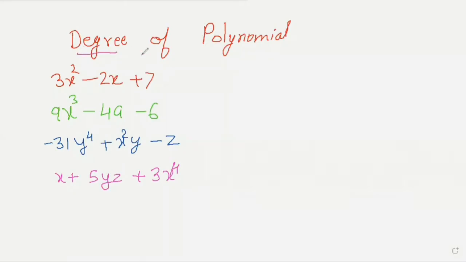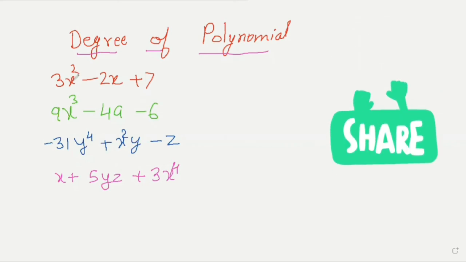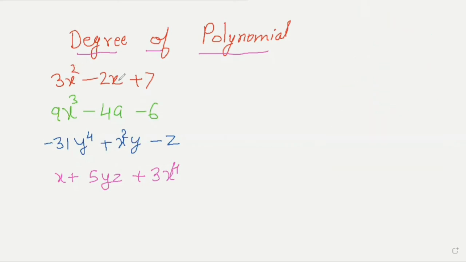Now let us understand what the degree of a polynomial is. All of these are polynomials. When we look at the powers of the variables, here the power of x is 2, here the power of x is 1. So the highest power here is 2, and the degree of this polynomial is 2. Here we have the variable a and the variable x, and the highest power of the variable is 3. So the degree of this polynomial is 3. Here we have y to the power 4, and x squared y, with the power of x as 2 and power of y as 1, but the highest power of the variable is 4. So the degree of the polynomial here is 4.